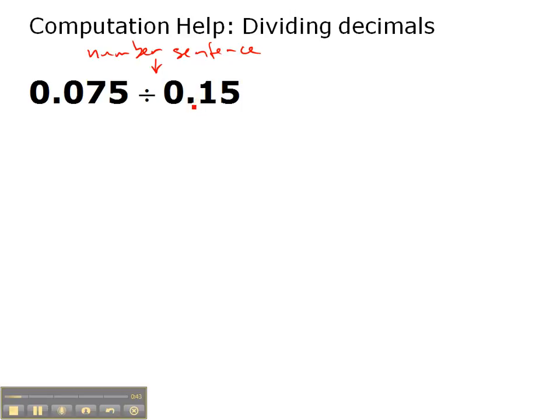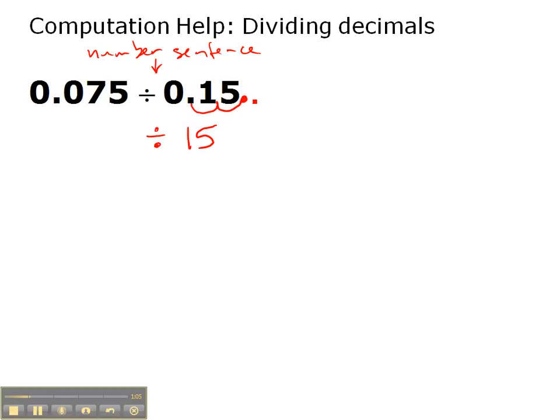But in order to make this number that we're dividing by, our divisor, a whole number, we have to move this decimal 2 places to the right, which is the same as multiplying it by 100. So now the number we're dividing by, our divisor, is 15.